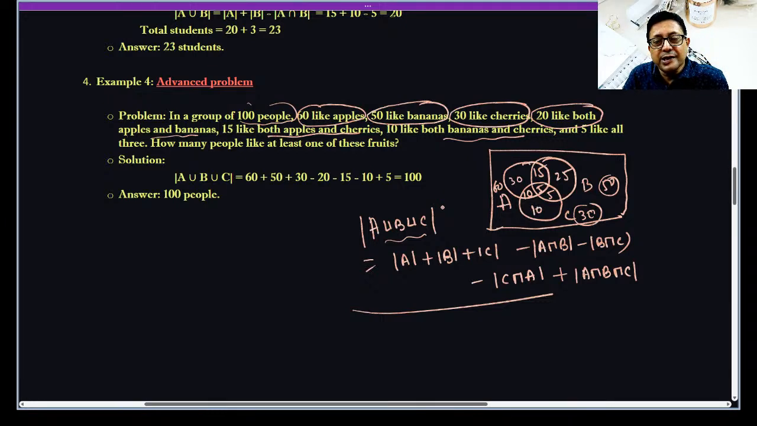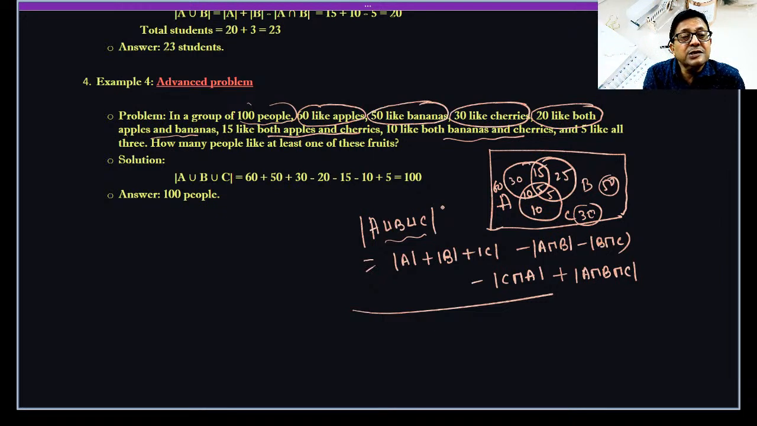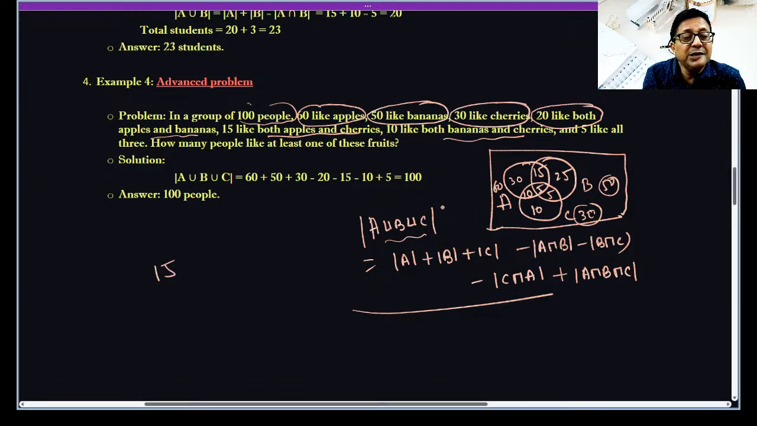Now if a question arises, how many of them like only 2? What will be your answer? Only 2 means this portion, 15. 15 is actually just the cardinal number of the intersection, and from there, if they like 3, this case has to be subtracted. Similarly for this part and this part.